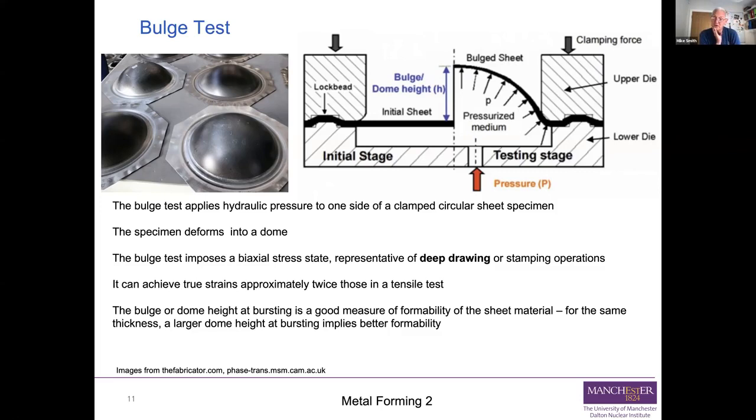And it's also quite good for quality control, to check that the material you're buying in is going to be able to take the forming, the deep drawing or the stamping operation that you wish to perform. So that's the bulge test. And I think there it says batch to batch variability.